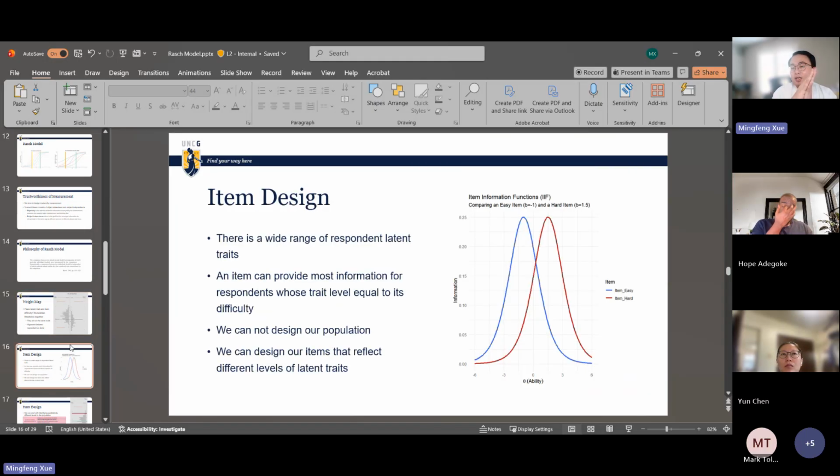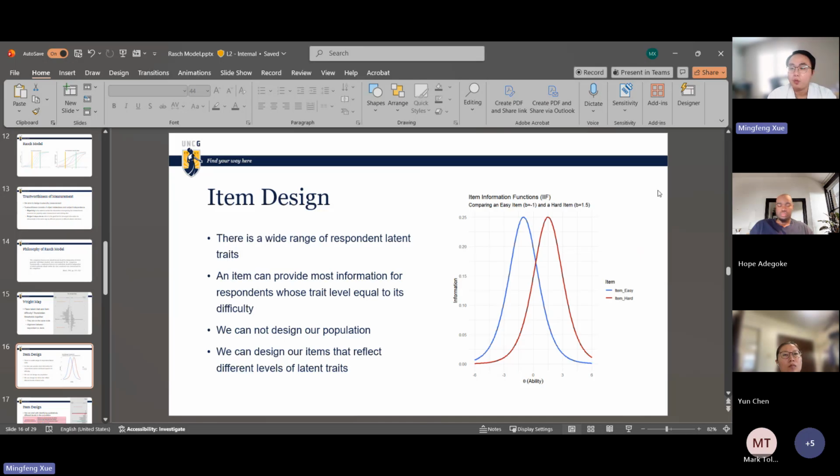When we are designing a measure for a certain population, there is usually a wide range of respondent latent trait distribution. This can be one of the motivations for designing the measure. We want to assess the distribution of individual respondents' latent trait precisely. Therefore, we start to design an item. And an item can provide the most information for the respondent whose latent trait level equals the item difficulty.